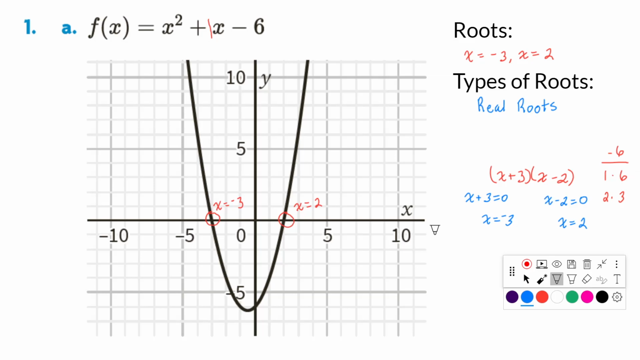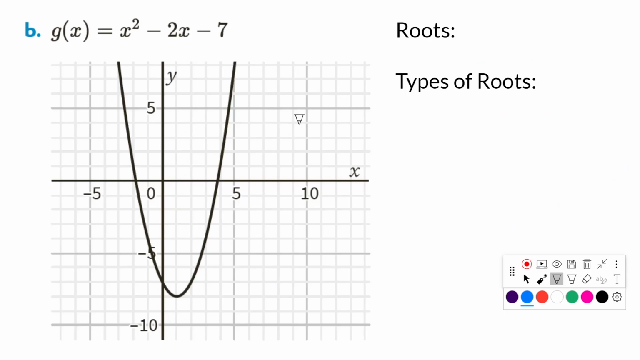Let's take a look at our next one. Again, I have the graph of a quadratic, but I can't tell exactly what my x-intercepts are. When I can't tell what my x-intercepts are exactly, that's an indication that this quadratic is not going to factor. There aren't going to be any factors of -7, with one being positive and one being negative, that combine to give me a -2x for my middle term. In that case, I need to use the quadratic formula.